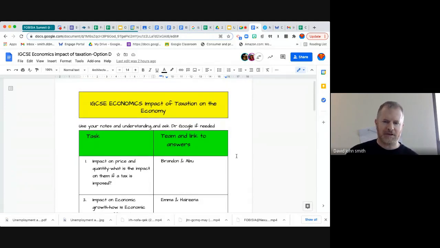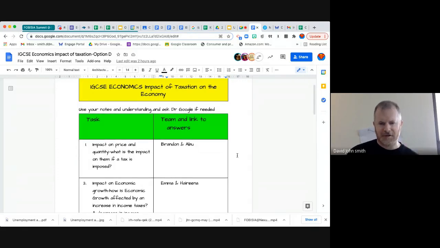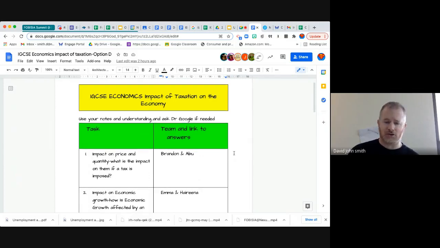So if you open up this document, it's called IGCSE Economics Impact of Taxation on the Economy. So this is about fiscal policy and what the effect of fiscal policy might be. So if we are increasing taxes, then we are doing contractionary fiscal policy. If we are decreasing taxes, then we are doing expansionary fiscal policy.